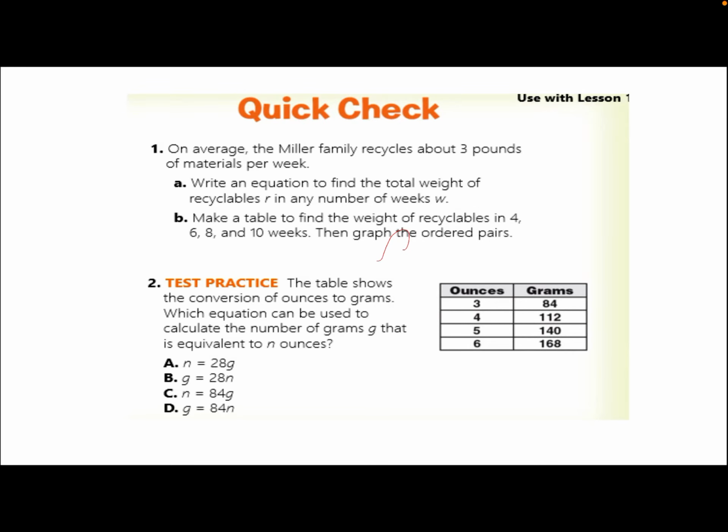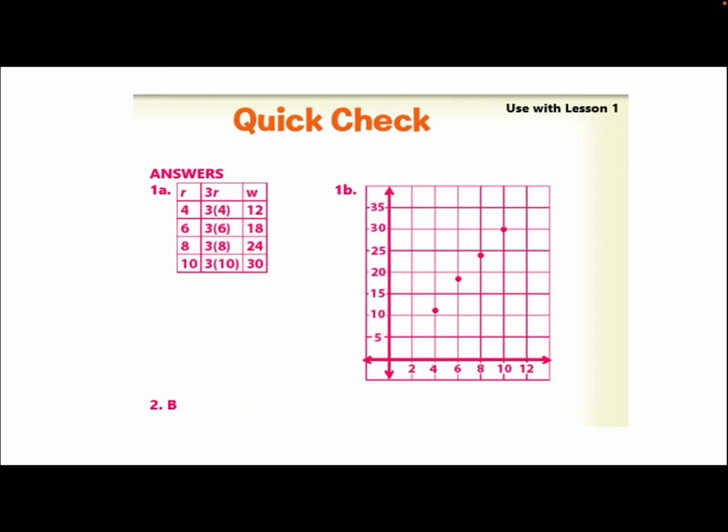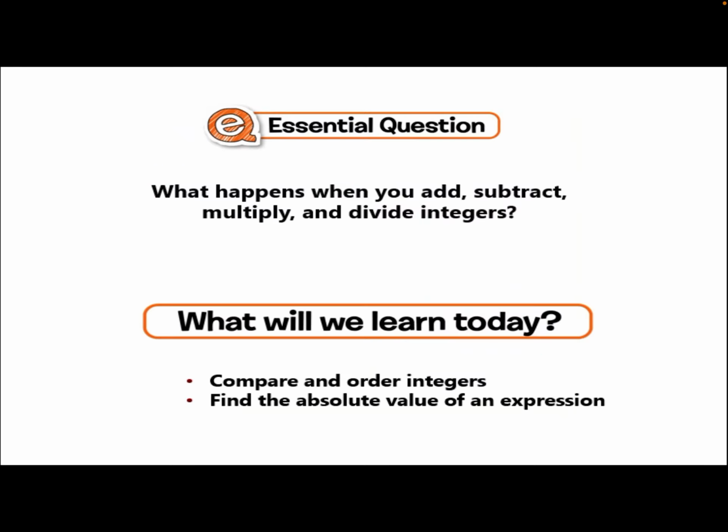All right, guys, this is lesson 1 from chapter 2. And here's our quick check. And then our essential question is, what happens when you add, subtract, multiply, and divide integers? That will be our focus here for the next couple weeks, looking at those ideas of adding, subtracting, multiplying, and dividing with integers. Today, we'll focus on comparing and ordering integers, and then finding the absolute value of an integer.